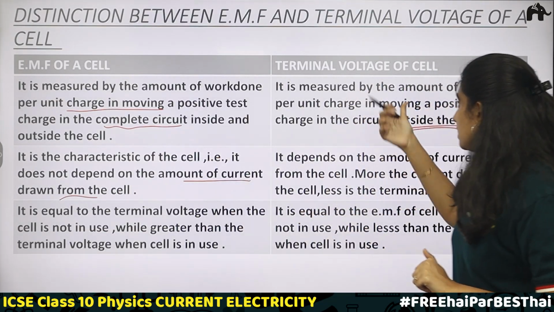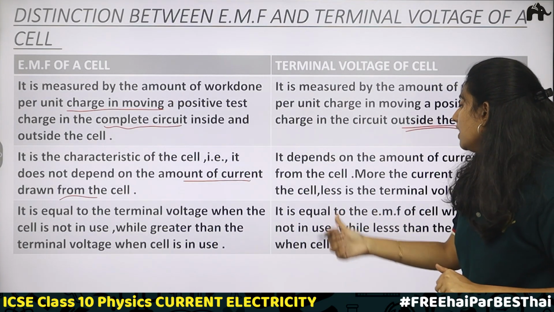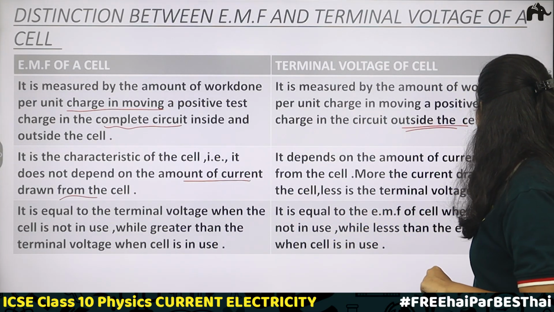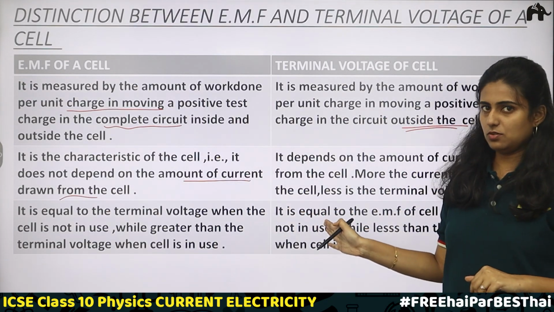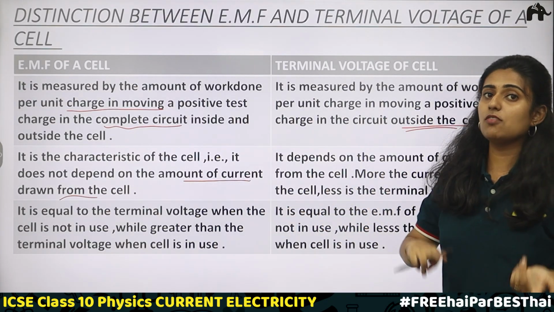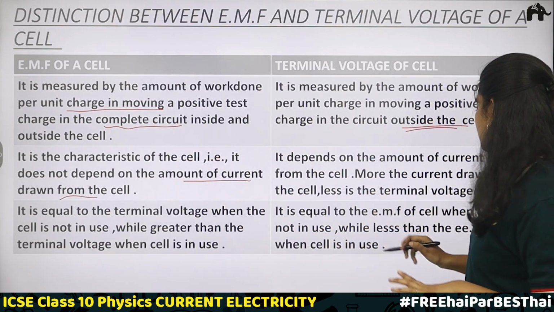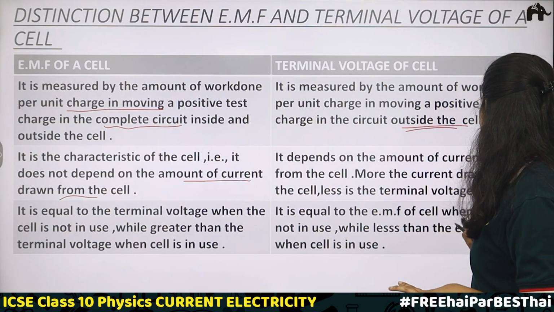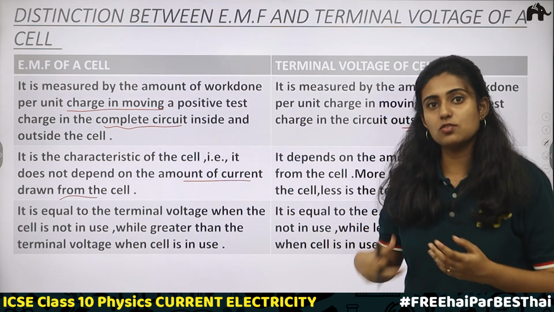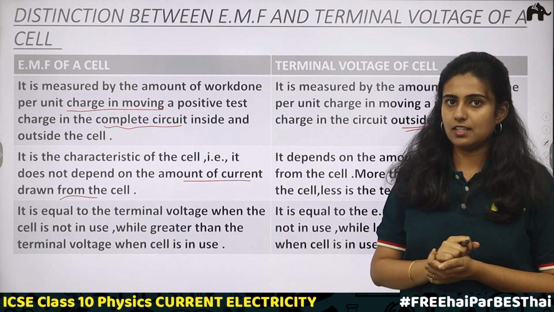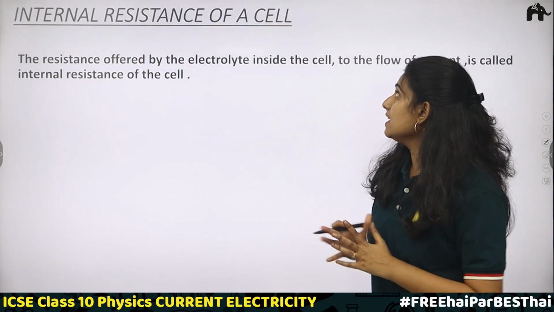Okay. When it comes to the comparison, here, the third point, the terminal voltage is equal to the EMF of a cell when the cell is not in use. The same point you are giving here. When the cell is not used, the terminal voltage and EMF will have the same value. While less than the EMF when the cell is in use. When the cell is used, it will be less than the EMF. Clear?